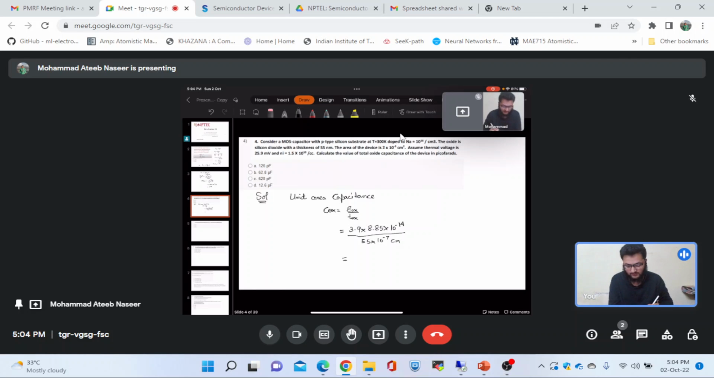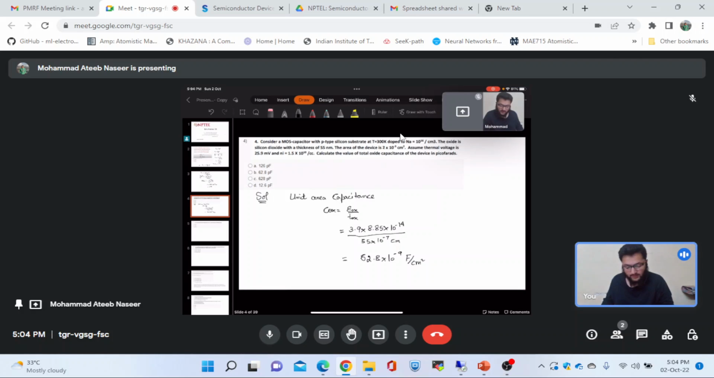Now let us solve for this. If we solve it on the calculator, it will simply be 3.9 into 8.85 divided by 55. So it comes out to be approximately 62.8 into 10 raised power minus 9 farad per centimeter square.